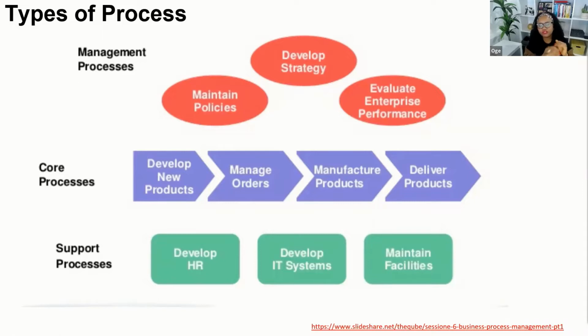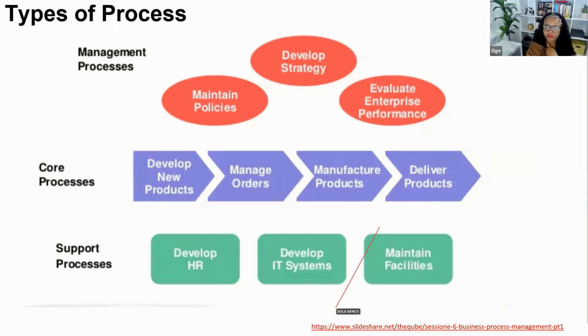Now let us move to the support processes. These support processes are called enabling processes. They enable the core processes. They support the core processes. They make sure that the core processes happen seamlessly. And you would also see support processes across industries. If you go from industry to industry, the support processes don't differ so much.